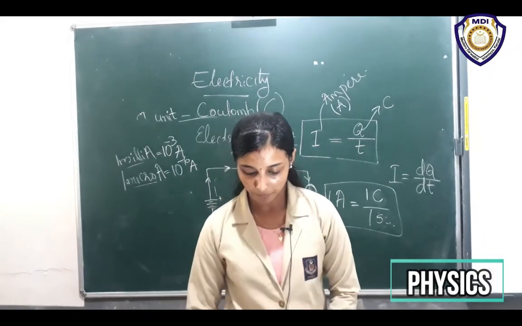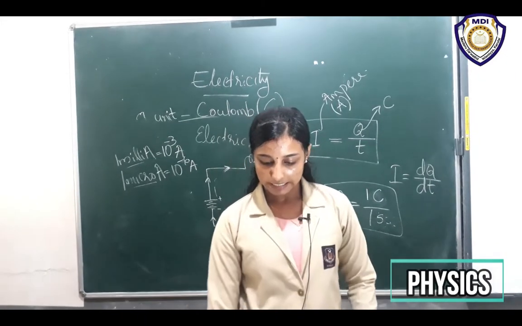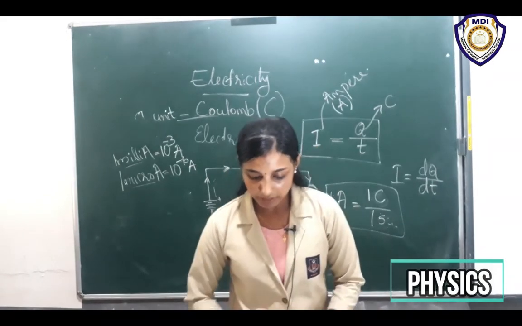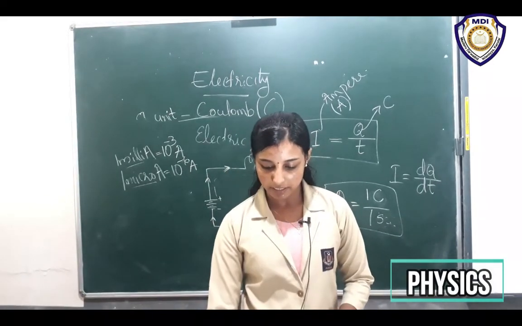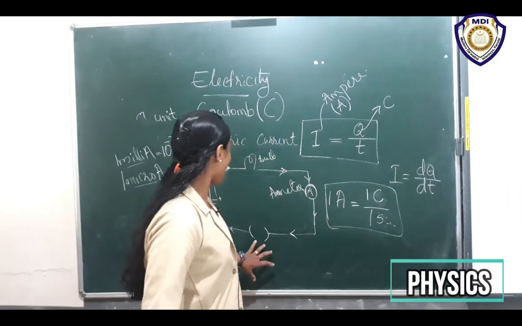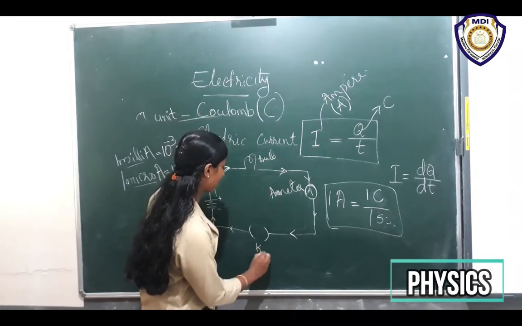And an electric bulb and ammeter, also we have a plug, that is here we have a key.